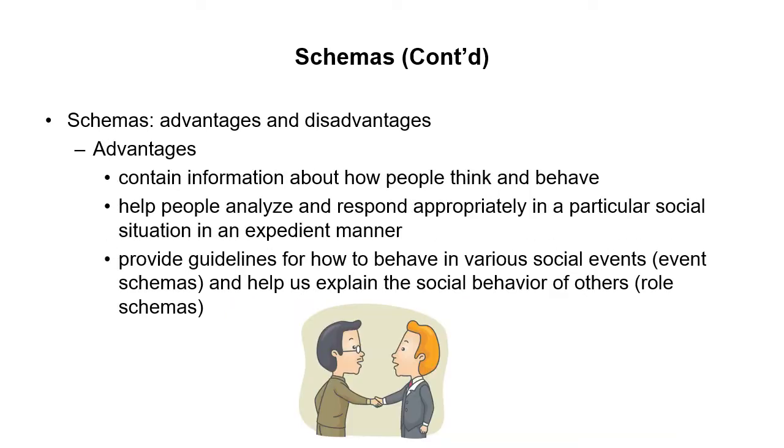On the other hand, there are some very big advantages to schemas. A schema contains information about how people think and behave. It can help you analyze and respond appropriately to a particular situation in an expedient manner. As I said before, our minds are not a supercomputer. Our minds do not process all of the information in our environment. They do not work as fast as we'd like. Schemas allow us to basically take shortcuts to analyze situations quicker. And they do provide guidelines for how to behave in various social events and help us explain the social behaviors of others.